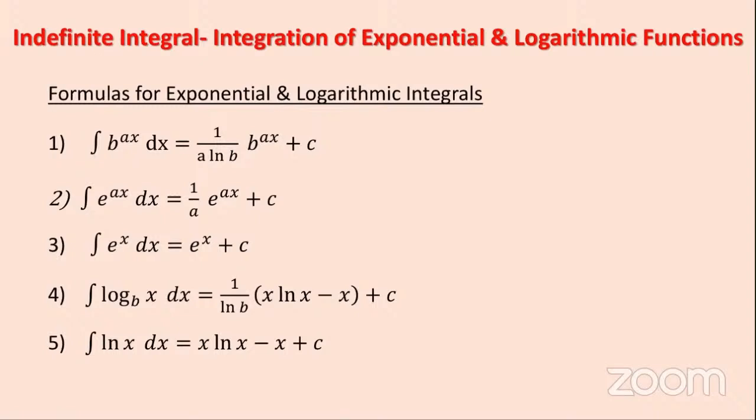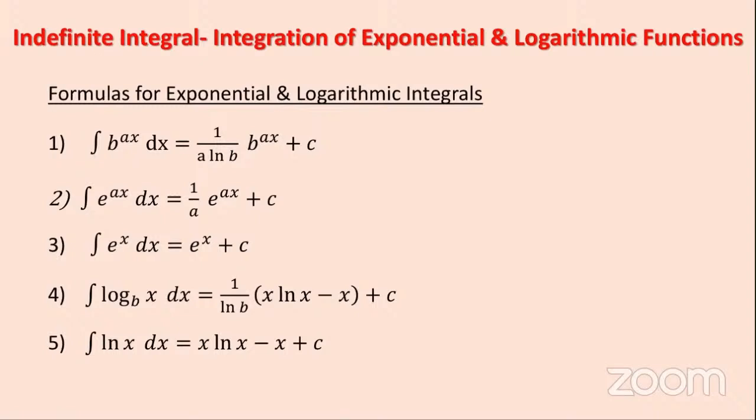The first one: if you are integrating b to the ax with respect to x, b is the base of the exponential function, and ax is the exponent. You can see that the exponent makes it a composite function, because b to the power is the outside function, and the inside function is ax. Now, the integration of b to the ax is b to the ax over natural log b.